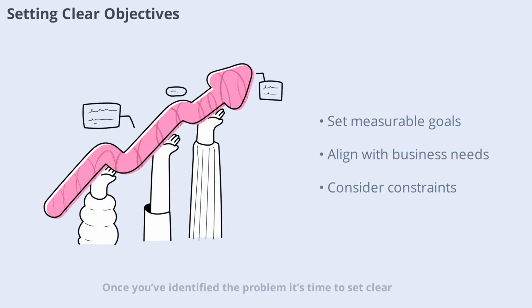Once you've identified the problem, it's time to set clear, measurable objectives for your narrow AI system. Objectives should be specific, achievable, and aligned with your overall business goals. For example, if you're building a chatbot, your objective might be to reduce customer response time by 50%. Setting clear objectives not only guides your development process, but also provides benchmarks for evaluating success. Make sure your objectives are realistic and consider any constraints such as budget, time, or available data.